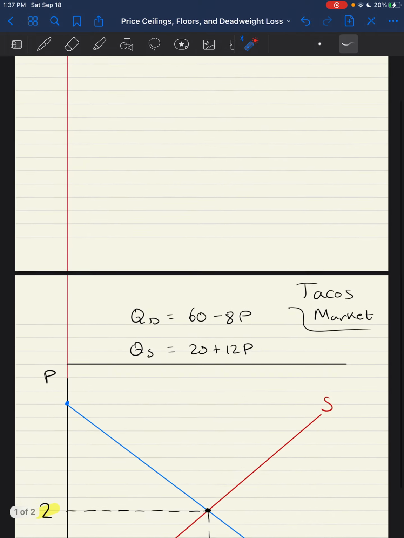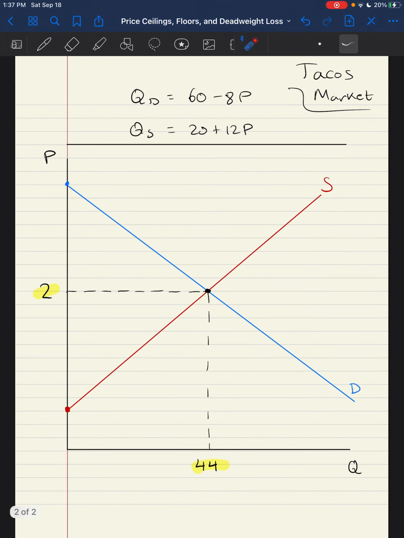So let's take a look at an example of a market for tacos. Here's our demand for tacos: 60 minus 8p, and our supply for tacos is 20 plus 12p. We've drawn out our very rough sketch of the supply and demand model. I've also gone ahead and solved for our equilibrium price, $2, and our equilibrium quantity of 44. So 44 tacos are bought and sold in our market.